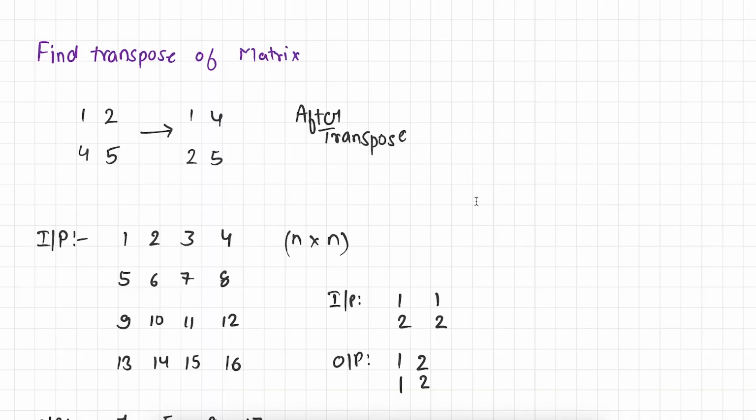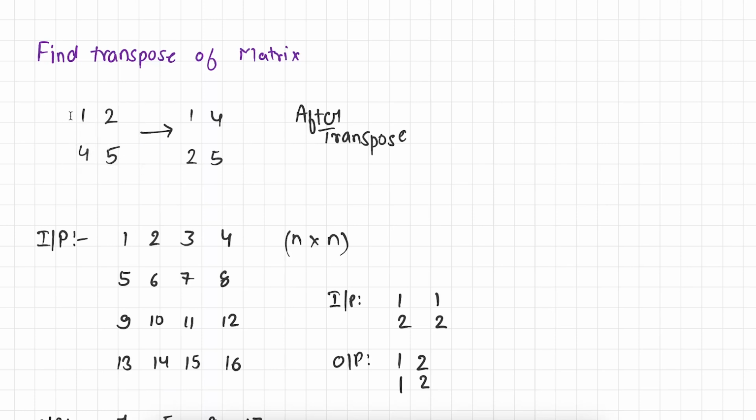Alright, let's begin this video with this problem. We are given a matrix and our task is to find the transpose of this matrix. Now the question over here is, what does it mean by transpose? Well, transpose simply means to convert rows to columns and columns to rows.